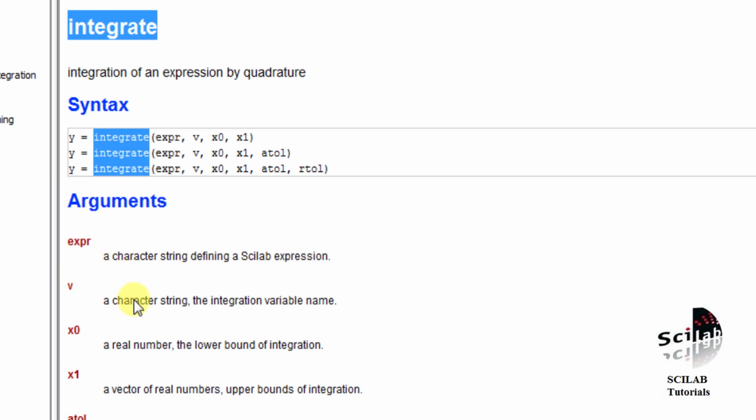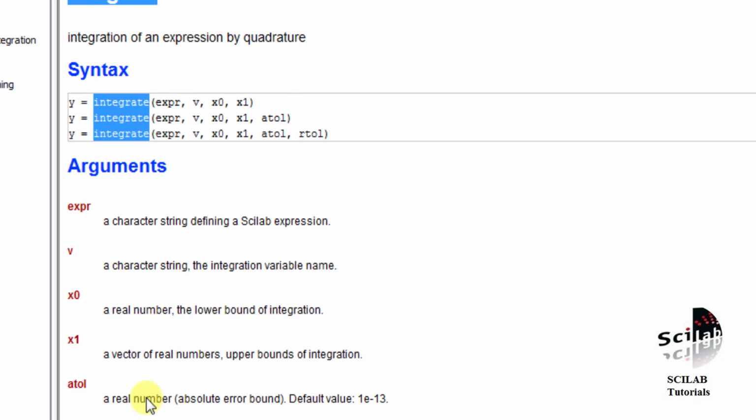Now what is v? v is a character or string, the integration variable name. For example, in our case we are integrating with respect to x, so we will write v in place of x, but in the form of string. Now the next thing is x0. x0 is the lower bound of the integration and x1 is the upper bound of the integration. In our code we have chosen x0 as L and x1 as U. ATOL, which is the absolute error bound, we can skip because the default value is 1e-13, so we will take only the default value.